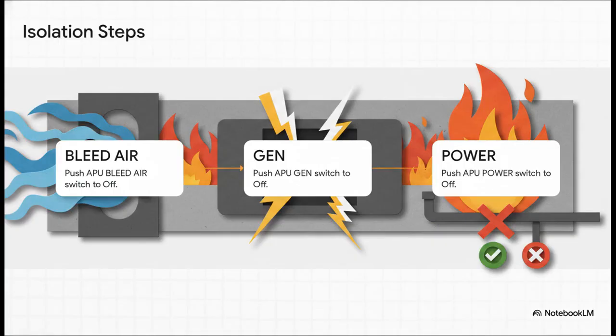Step 1. Push the APU bleed air switch to off and make sure the bleed air open advisory light goes out. We're cutting off the air circulation. Step 2. Push the APU gen switch to off and verify the gen on light goes off. Now we're cutting electrical generation. Step 3. Push the APU power switch to off. Here, you must verify the APU caution light and APU fuel valve open advisory light go out. And most importantly, you absolutely must confirm that the APU fuel valve closed advisory light illuminates.